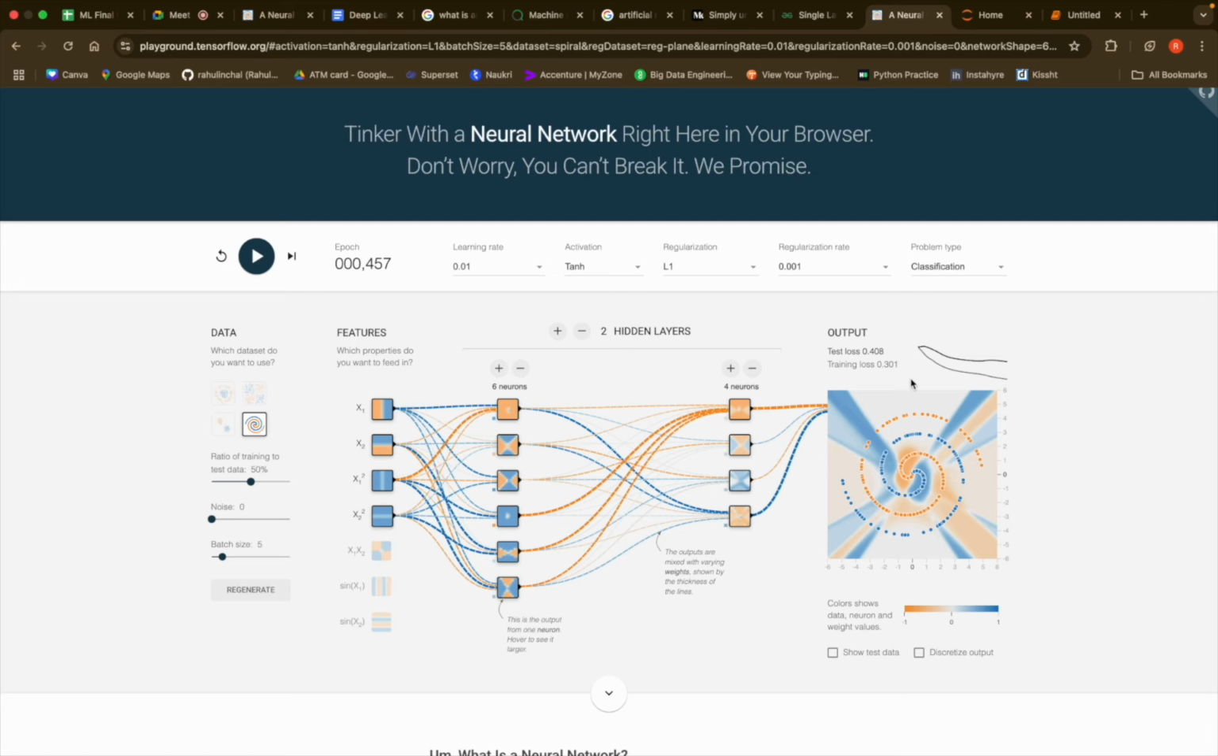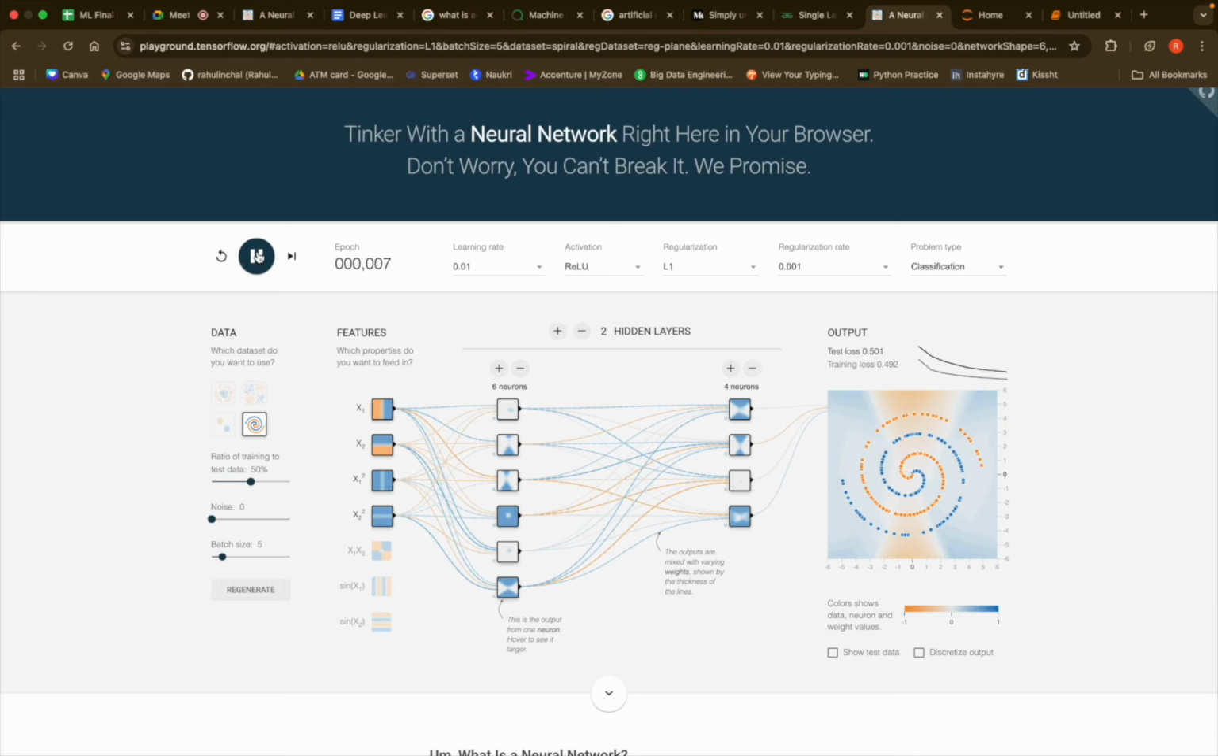No, this is not performing good. Okay, this is not at all performing good. So what we can do is change something. Okay, so tanh isn't working; ReLU was giving me good accuracy, right? So let me run this again.